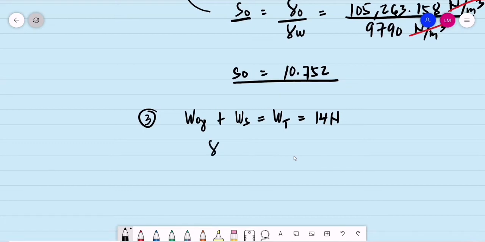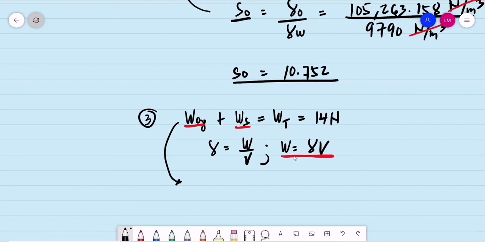Diba unit weight is equal to weight divided by the volume. Paano tayo magko-compute ng weight? So, weight is equal to the unit weight times the volume. So, ito yung gagawin natin. Express lang natin yung mga weight ng gold at silver in terms of this equation. Okay? Ano yung weight ng gold?